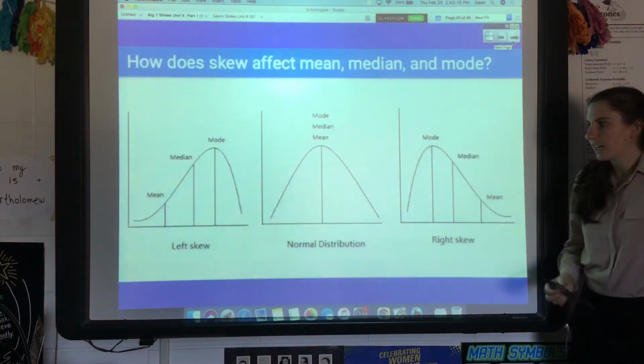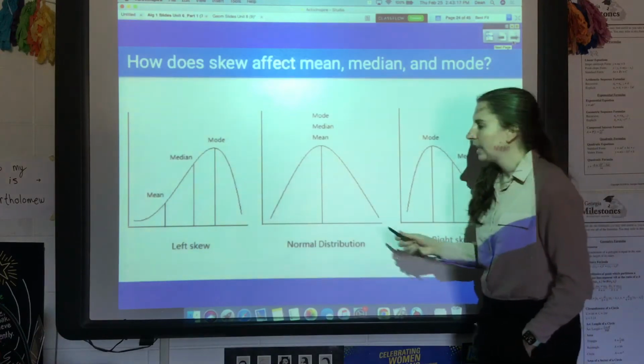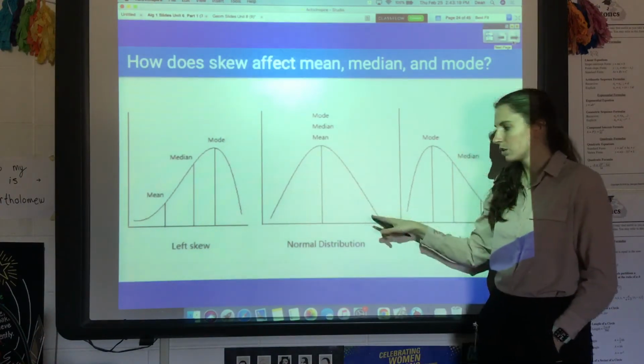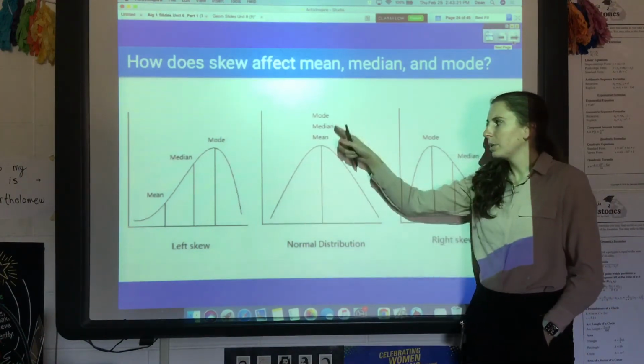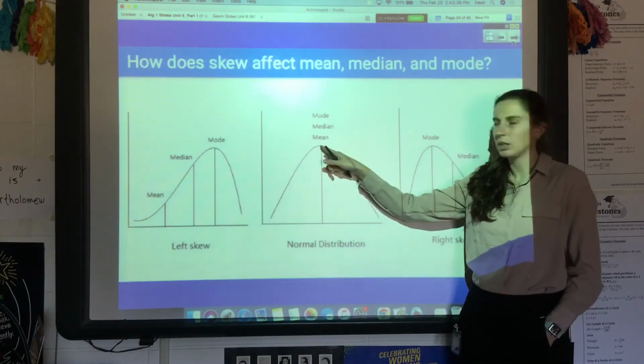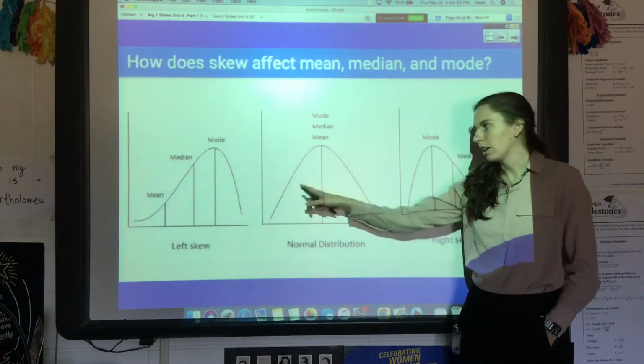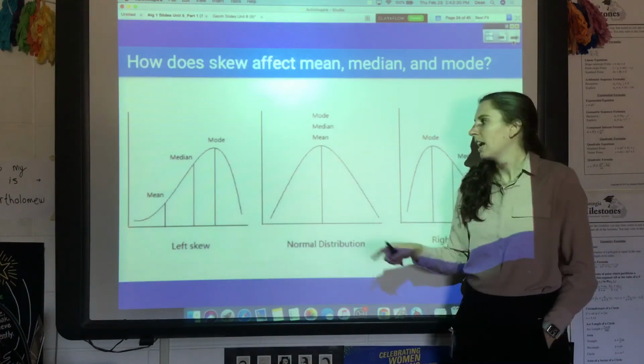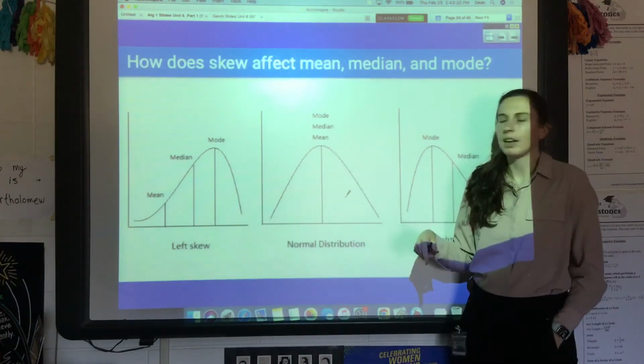Also, I wanted to mention, anytime the graph is symmetric, like this normal distribution here, the mean, median, and mode are all generally the same. The mode is obviously the highest one, but the median, the middle numbers, are going to be at the same place. And the average is also going to be at the same place.